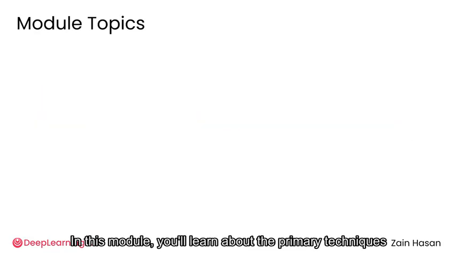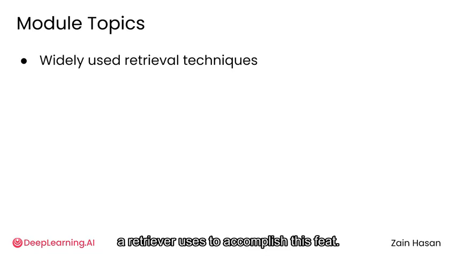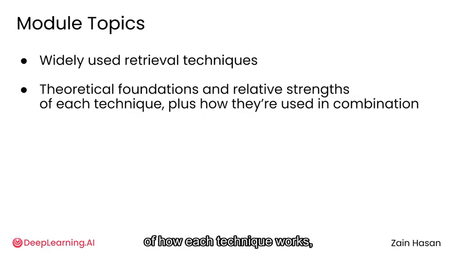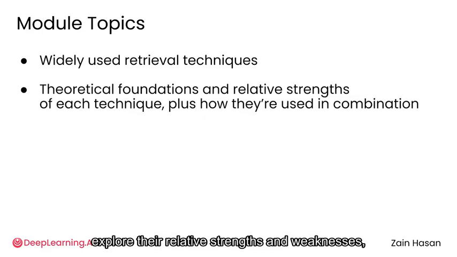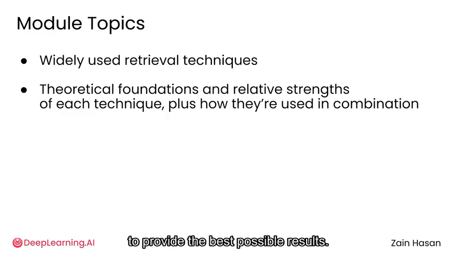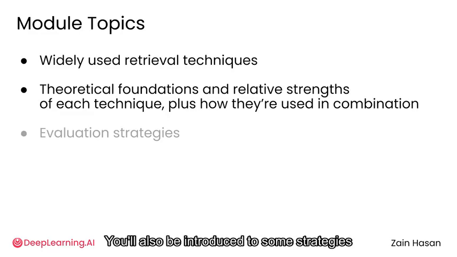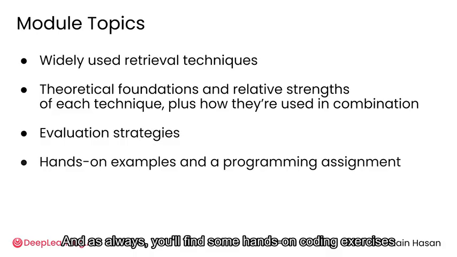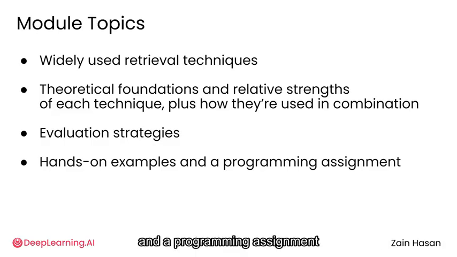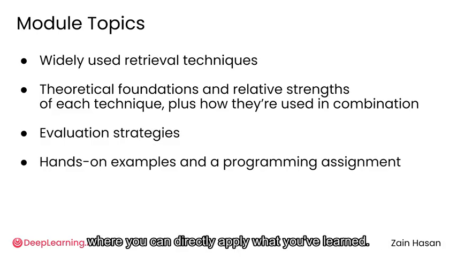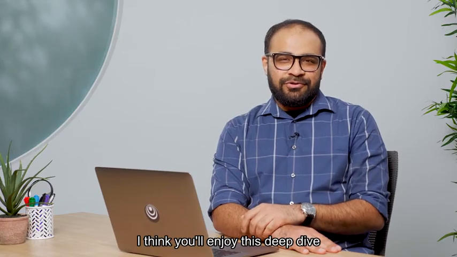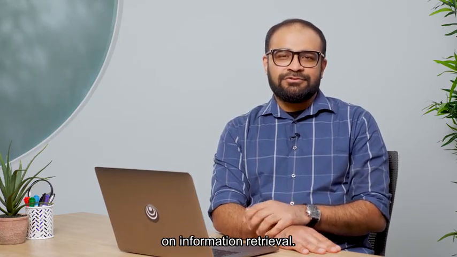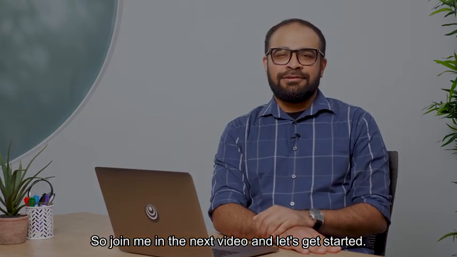In this module, you'll learn about the primary techniques a retriever uses to accomplish this feat. You'll build a theoretical understanding of how each technique works, explore their relative strengths and weaknesses, and see how a retriever uses them in combination to provide the best possible results. You'll also be introduced to some strategies for evaluating a retriever's performance, and as always, you'll find some hands-on coding exercises and a programming assignment where you can directly apply what you've learned. I think you'll enjoy this deep dive on information retrieval. So join me in the next video and let's get started.